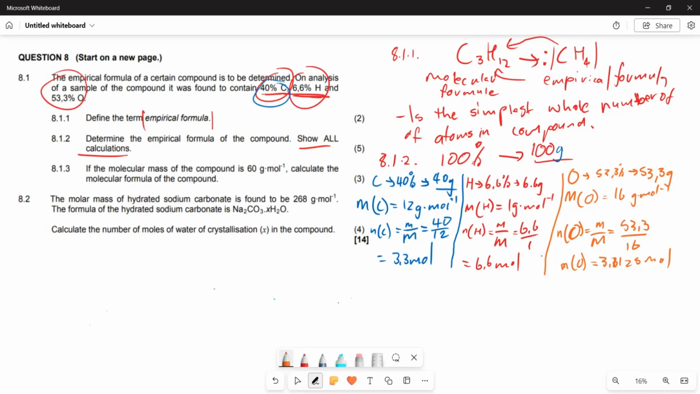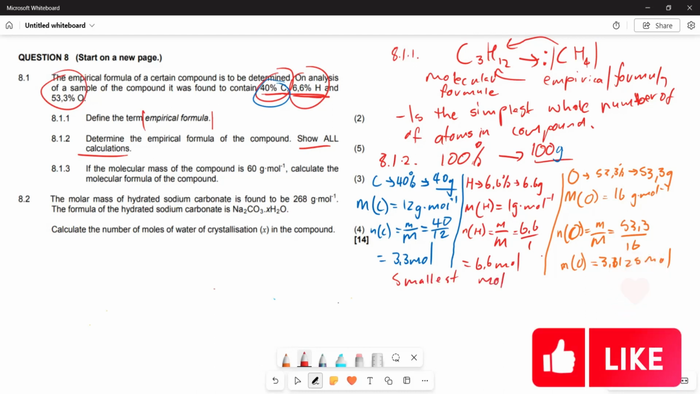And now, as soon as we are done with this process, you are going to look for the smallest mole, right? You're going to look for the smallest mole, and then you're going to divide all these moles by your smallest mole, right? Now if you are going to check there, the smallest mole in here, you are having 3.3, you're having 6.6, you're having 3.3125. So I think the smallest in here is going to be the 3.3. So you're going to come back here and say, now look, this is going to give you a ratio. Let's start with the proper one.